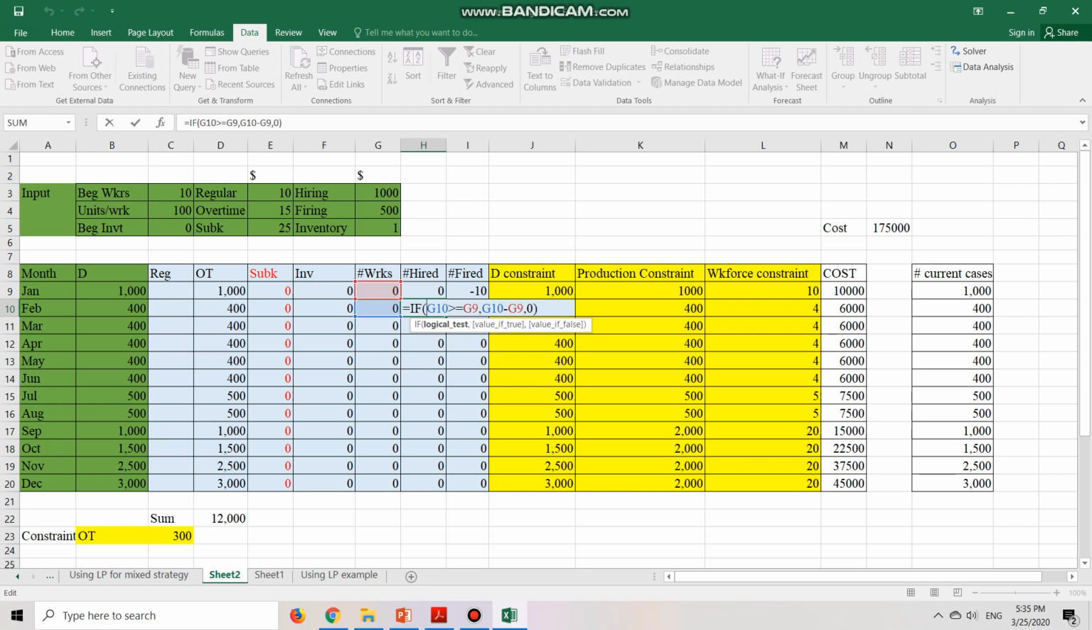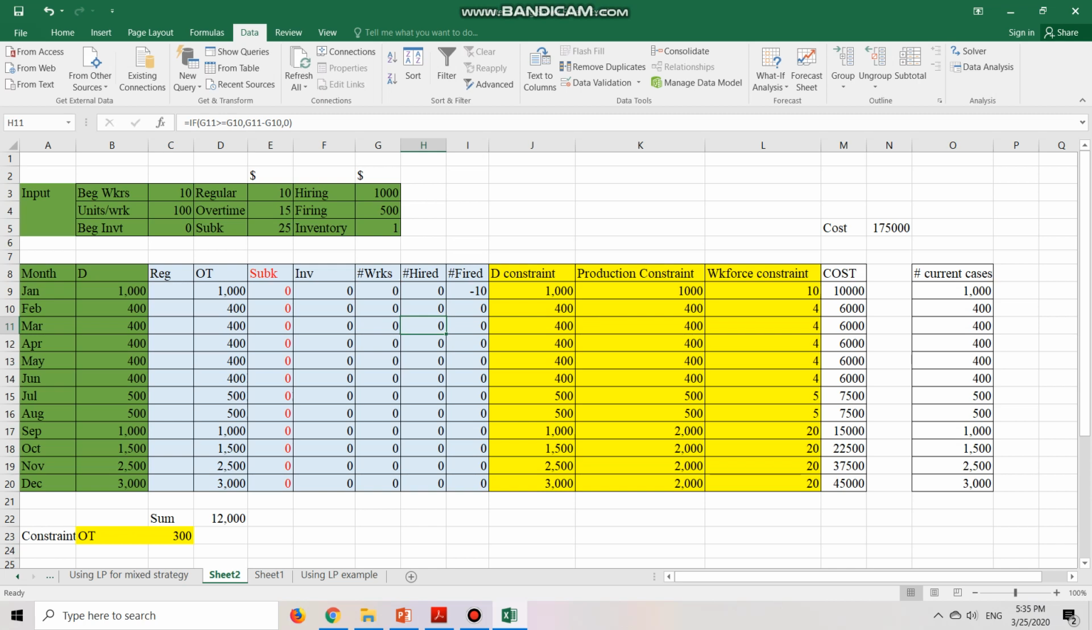For February, the number of workers we need to hire, you will also compare what you need. What you need is G10, and what we have now is G9. It's not C3 anymore. Okay, so you compare between G10 and G9.